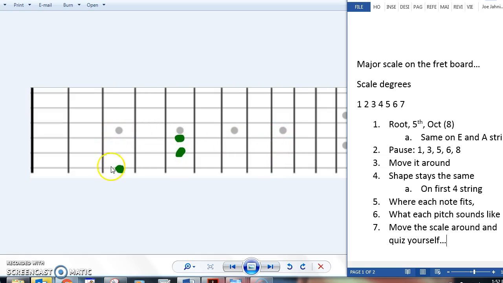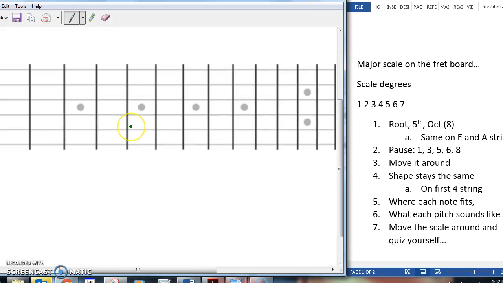This shape holds true as long as you're starting on your E or the A string. So as long as you're on the E or the A, these shapes will hold true. So here's your root, here's your fifth, here's your octave. Here's a blank fretboard we can use to practice. So here's C. Here's our root for C. The fifth is going to be right here. And here's the octave. Again, as long as you start on the E or the A with your roots, it'll always be the same shape.